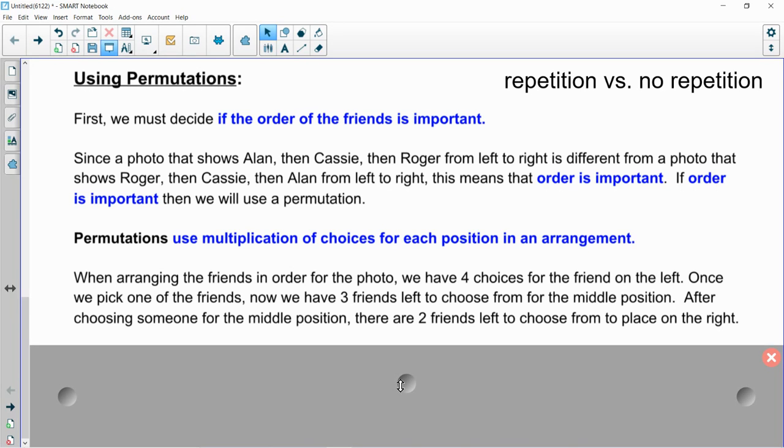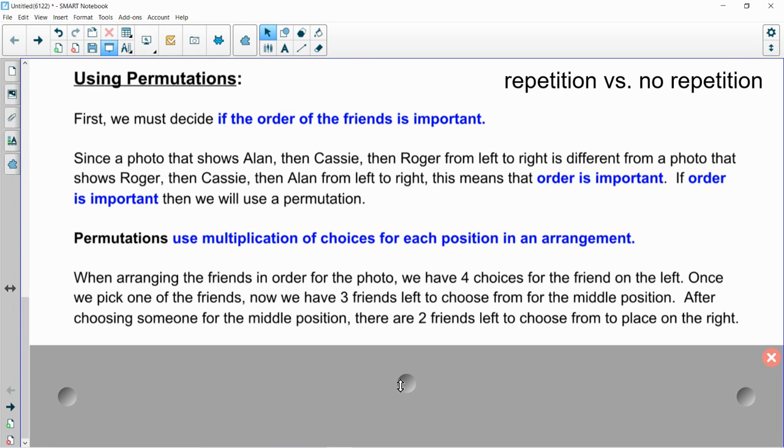So if we think about this, imagine you're one of the four friends and you're the one who's taking the photograph. You've got your cell phone or a camera, whatever it is, you're taking the picture. You're going to put everyone in order. So actually, let's back it up. Let's say there's a photographer there. So the photographer wants to put everyone in order. So he's going to start on the left. And he says, all right, I would like Cassie on the left. Now, before he selected Cassie, he had four different people to choose from. Any of the four. So he puts Cassie on the left.